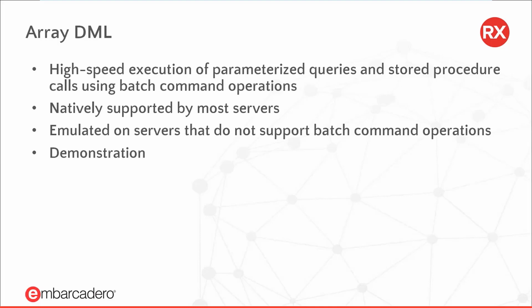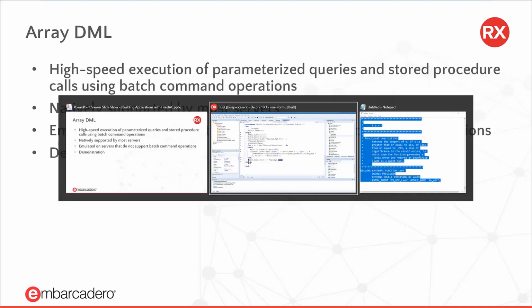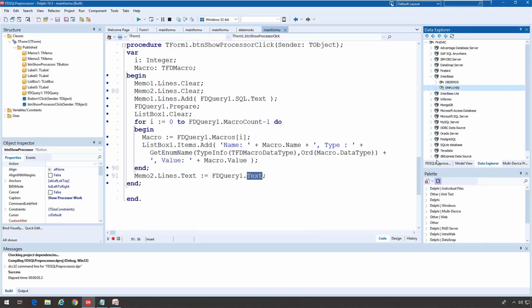These batch commands are natively supported by most of the servers that are supported by FireDAC. And for those servers that don't support it, it still works. In the background, FireDAC is doing the old-fashioned way of binding parameters, executing one query, binding the next set of parameters, executing another query, and so forth. So in the case of emulation, it doesn't gain you any performance, but it does allow you to have one code base, and when you do have support by the database server, it's very, very fast. So let's go over and look at this particular example.